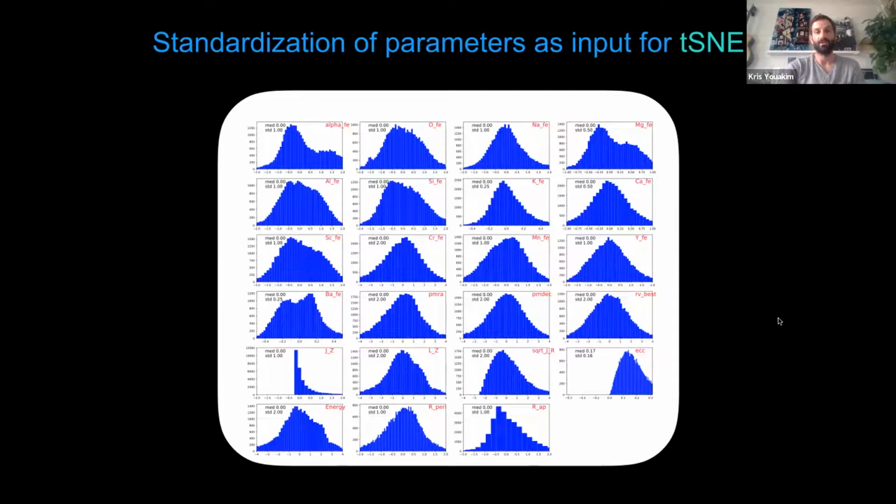And another part of this method that I borrowed from Yannis's work is that you can also add weights. So then you can multiply your distributions by some weight, depending on which parameters you think are more or less important. And you can play with this a little bit to see which combination of processing of the input parameters gives you the best results.